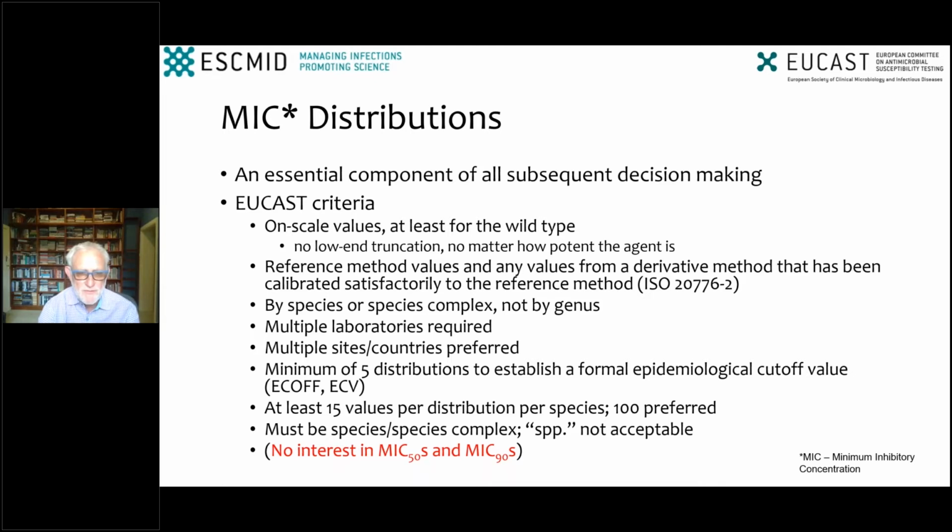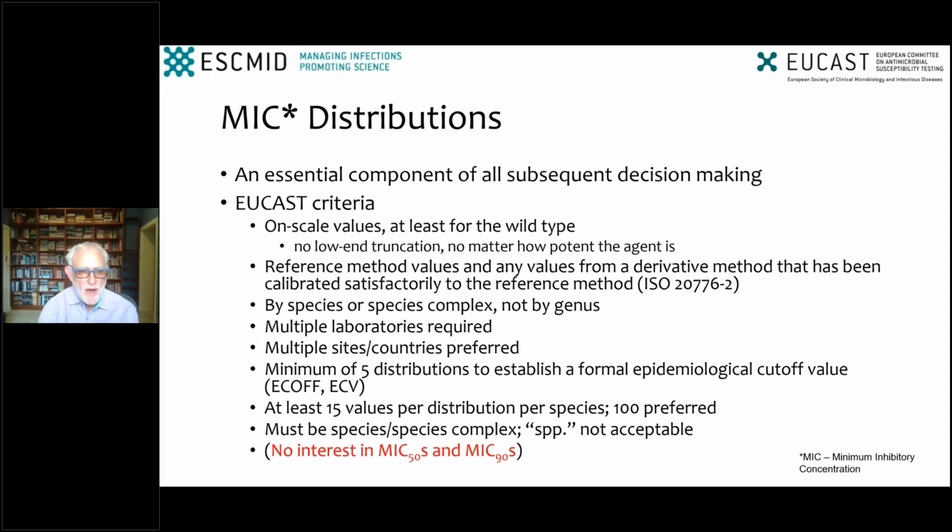The reference method can be used, but you can use any values from a derivative method that generates an MIC and that has been calibrated satisfactorily to the reference method. And there is another separate ISO standard companion document to 20776 called -2, which allows you to do that. Please know that at the moment, this document is under revision with some planned significant changes in the way the analysis is done to define what's equivalent and what's not.